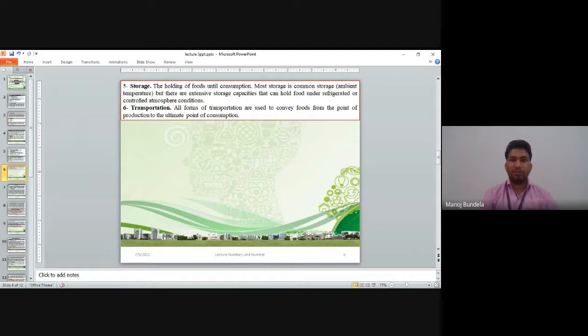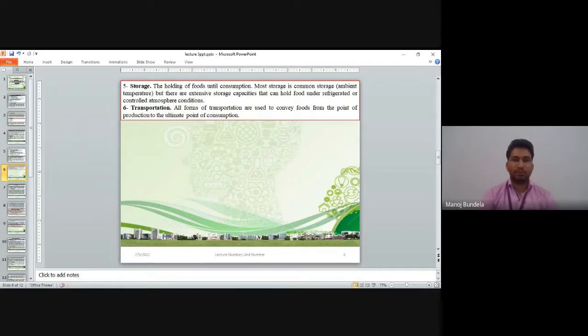The most common storage is ambient temperature storage, but there are extensive storage capacities that can hold food under refrigerated or controlled atmospheric conditions. Transportation: all forms of transportation are used to convey foods from the point of production to the ultimate point of consumption. It means we transport the fruits from one area to another area.